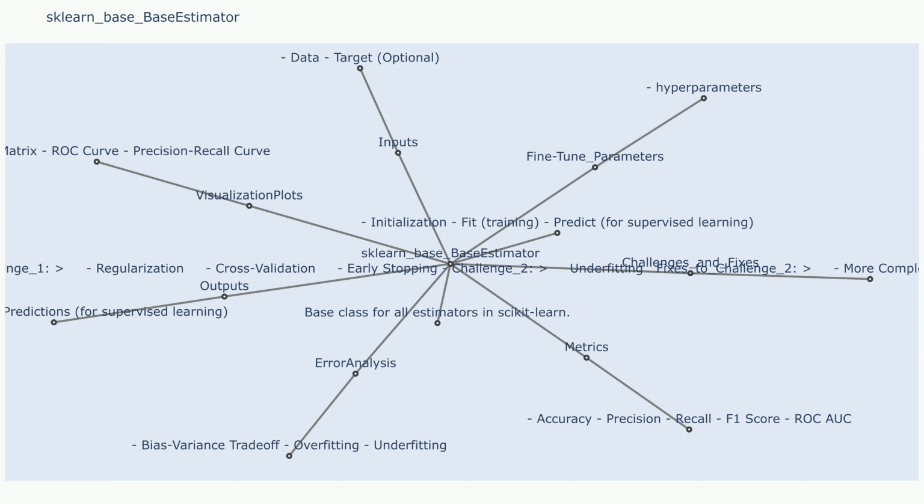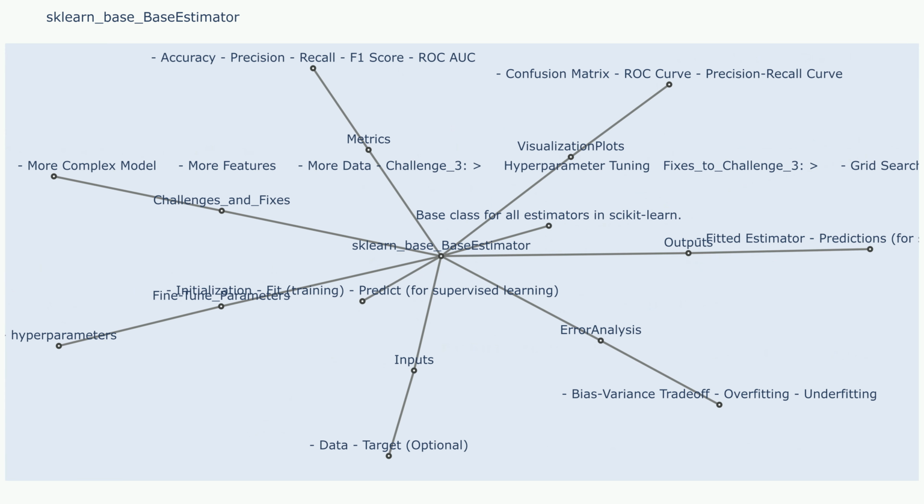Outputs: trained model. After training, the estimator learns a model based on the input data and target values, which can then be used for predictions. Predictions: when applied to new data, the trained model generates predictions. Steps: initialization. The init method is called to initialize the estimator with any required parameters. Fit. The fit method is used to train the estimator on the input data and target values. Predict. The predict method is used to generate predictions for new data.